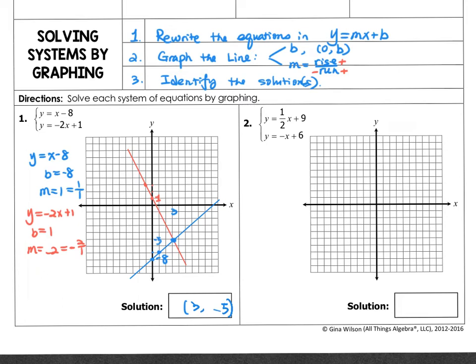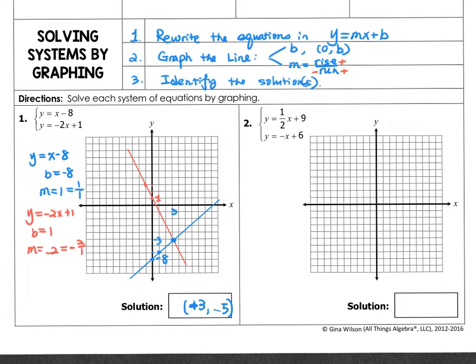Sorry about my bad handwriting. Right there. Positive 3 and negative 5 is my final answer. Is where the intersection is.